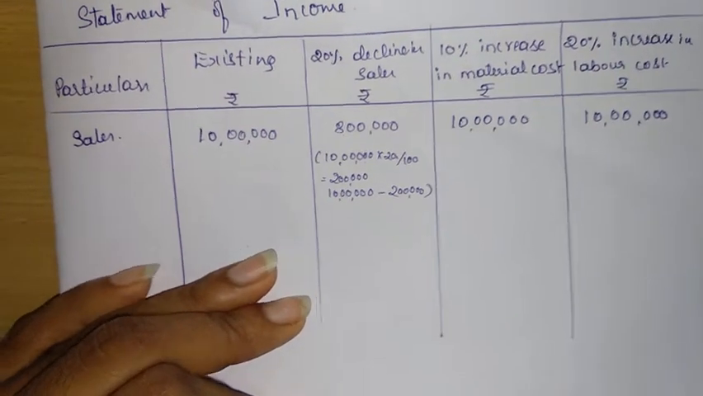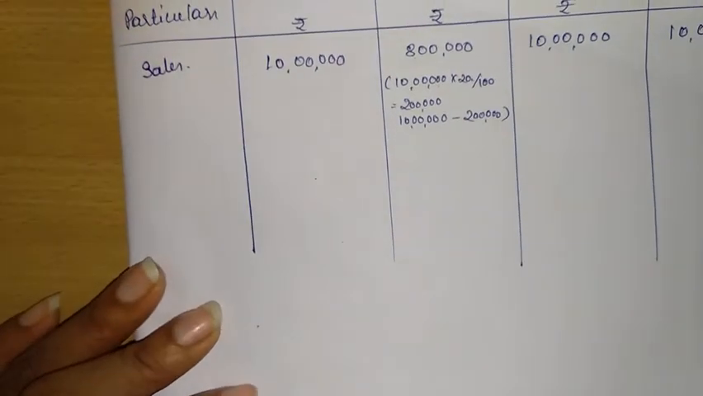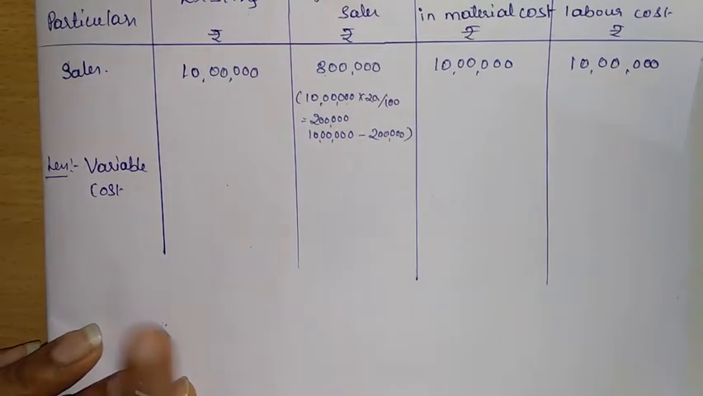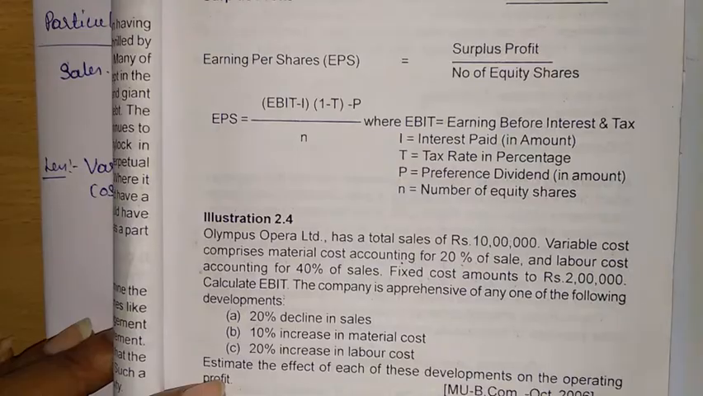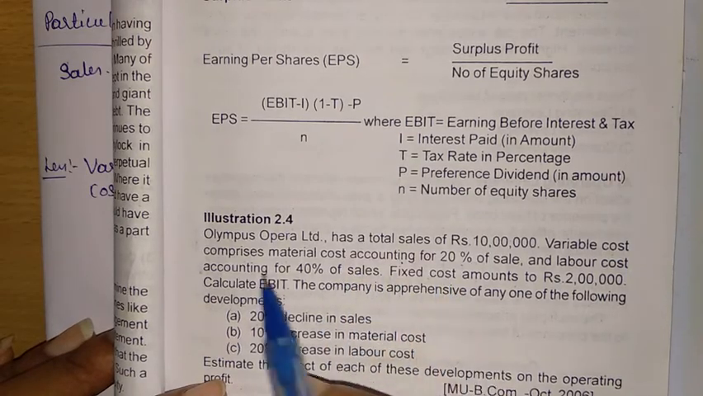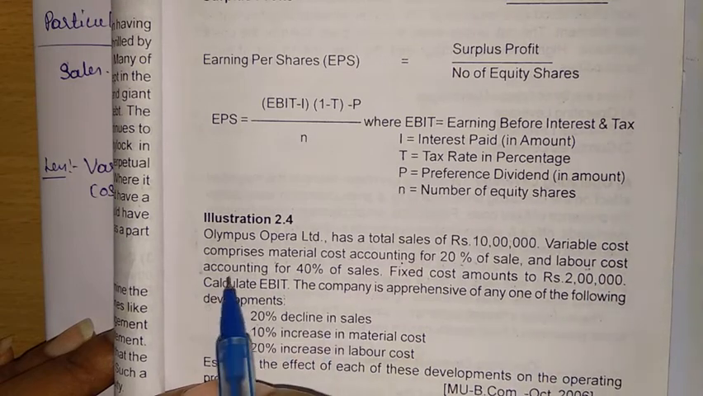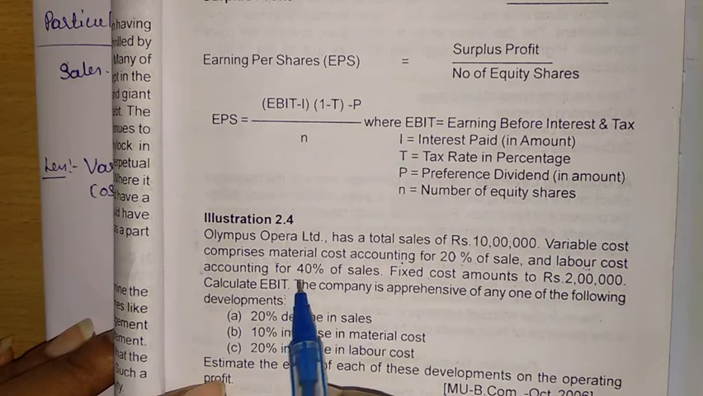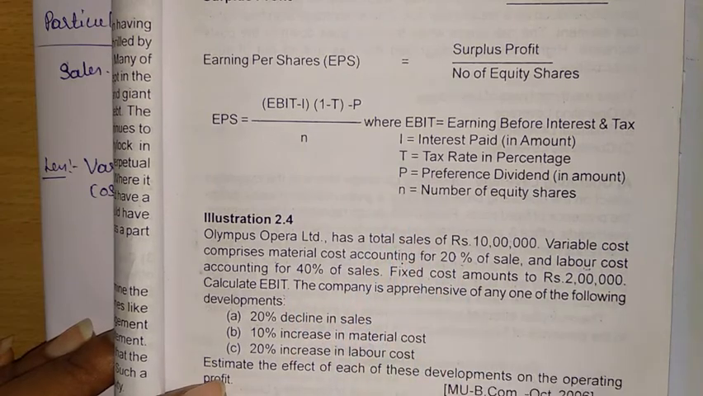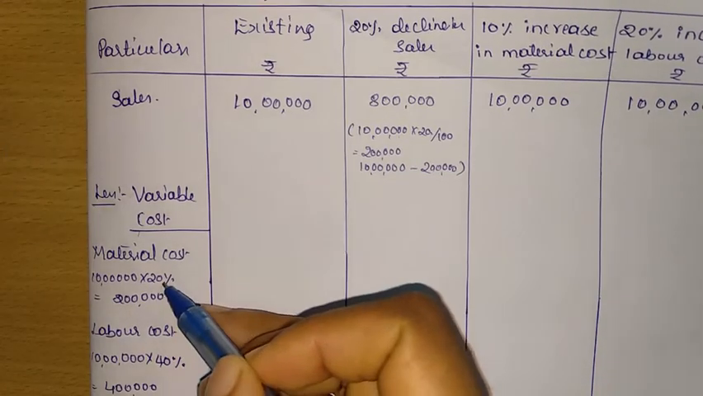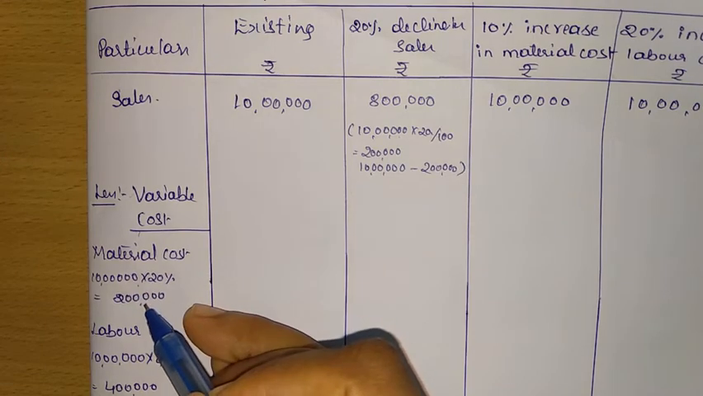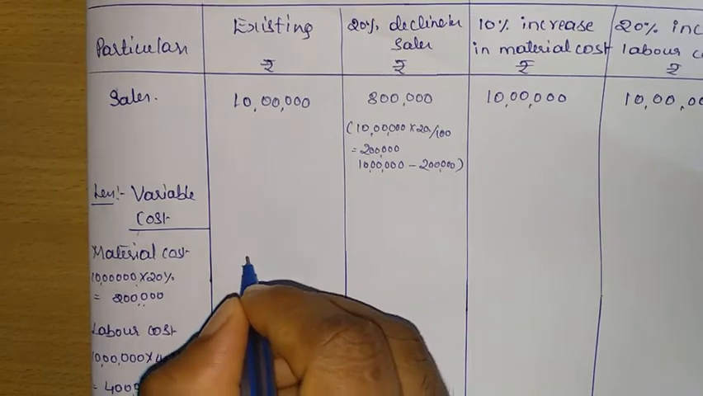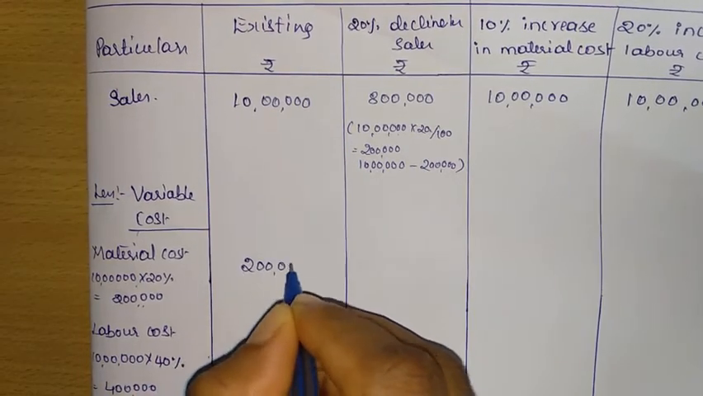So from sales, what we have to deduct first? Variable cost. We have to deduct variable cost, less variable cost. Here variable cost includes material cost and labor cost. Material cost is 20% of sales and labor cost is 40% of sales. So we'll calculate this. Material cost 20% of sales means it is 2 lakh. So there will be no changes in existing level.